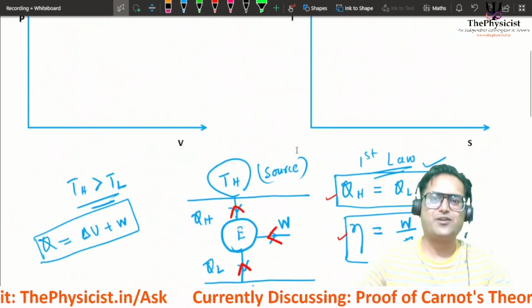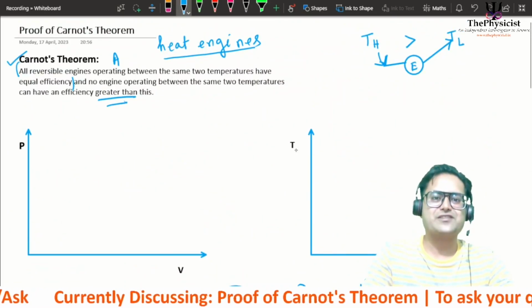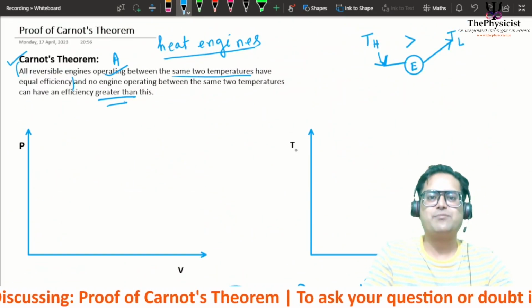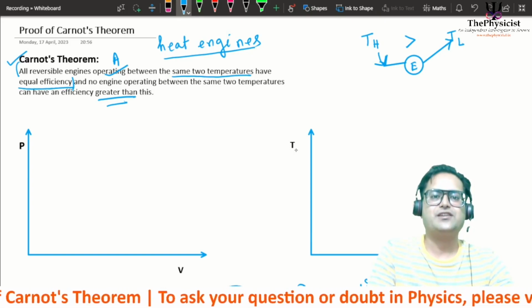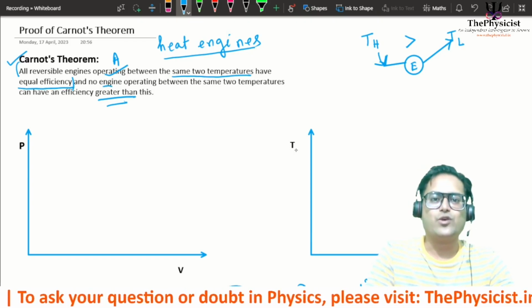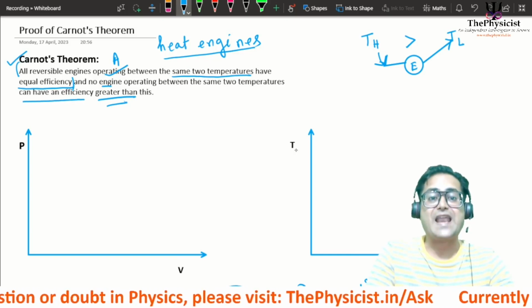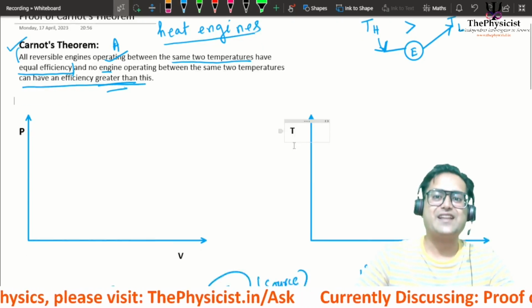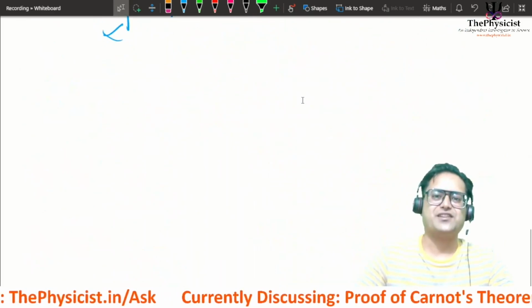We have proved the first part already. Yes. So all reversible engines operating between the same two temperatures would have equal efficiency. Now coming to part B: no engine operating between the same two temperatures can have an efficiency greater than this. So what is the efficiency?